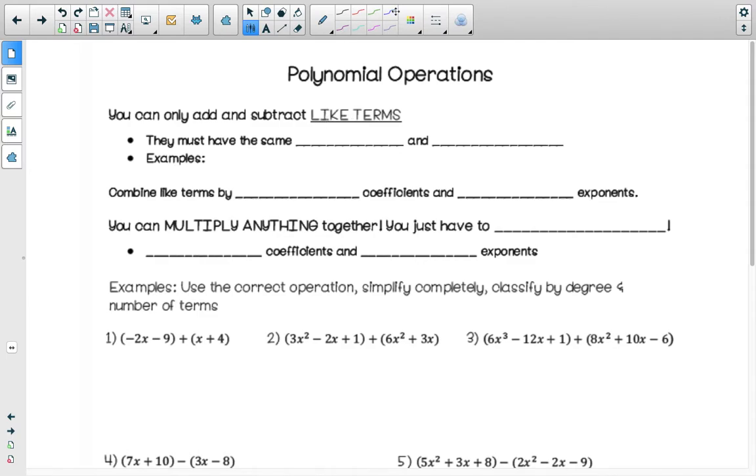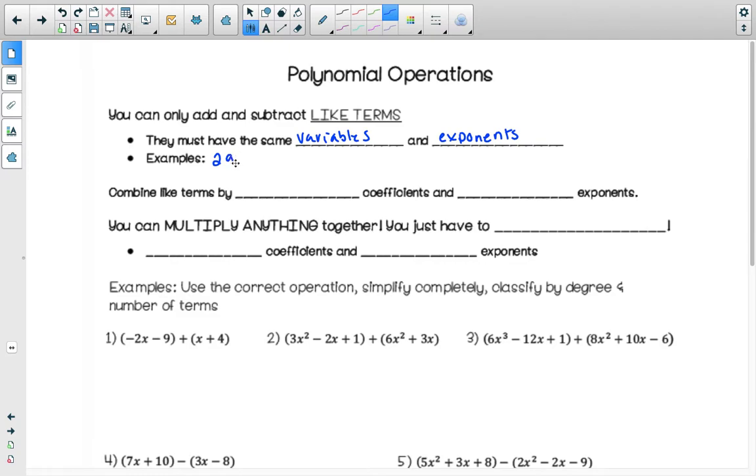They must have the same variables and exponents. X and x squared are not the same term because even though they have the same variable, they do not have the same exponents.